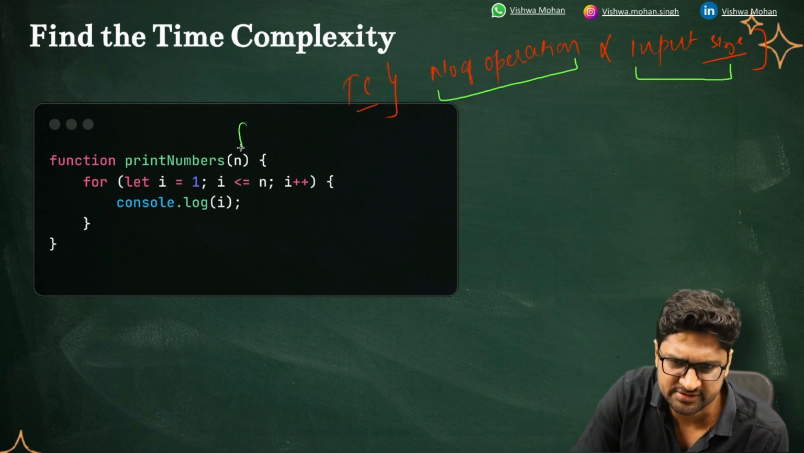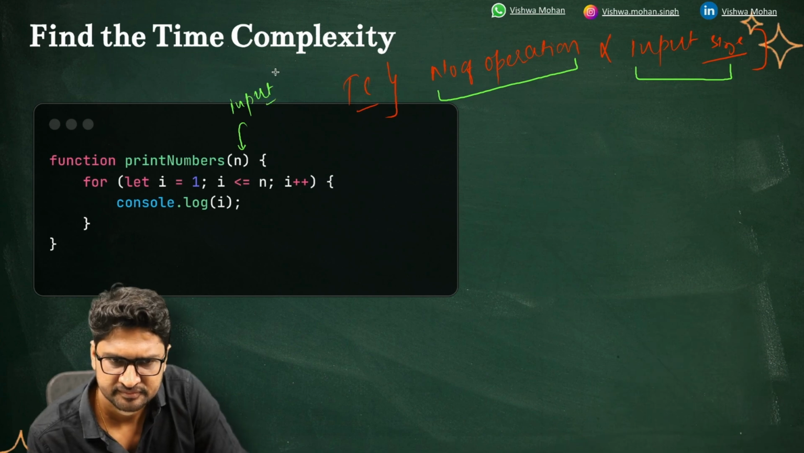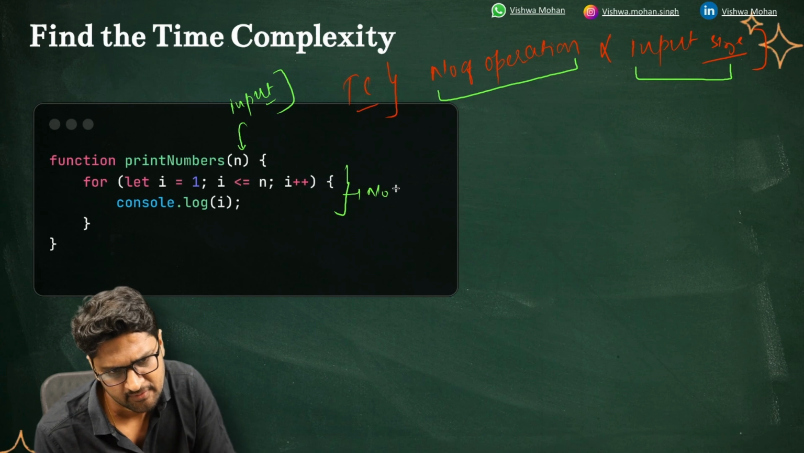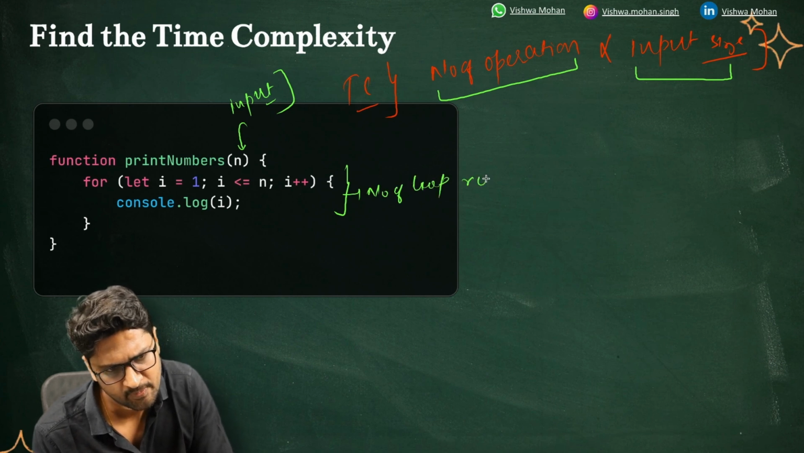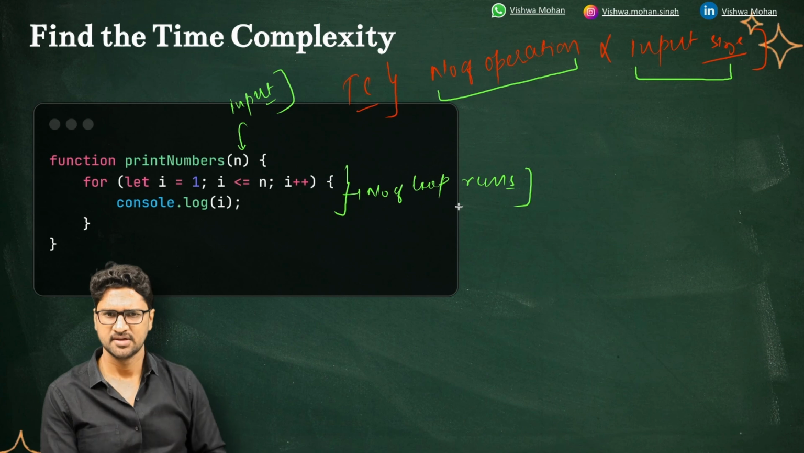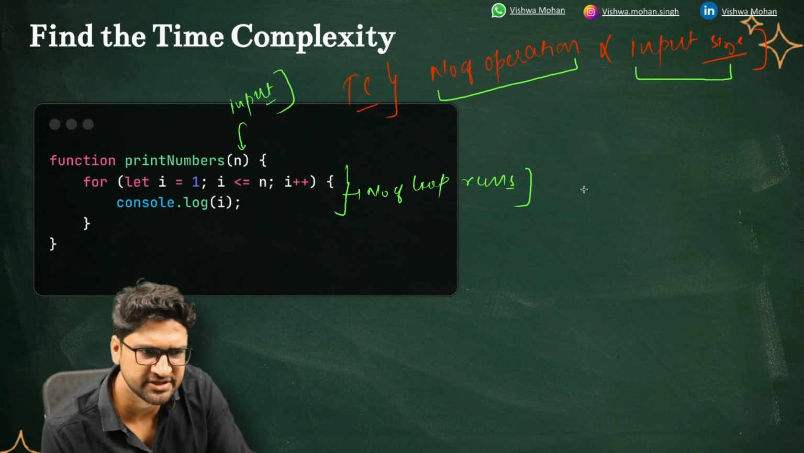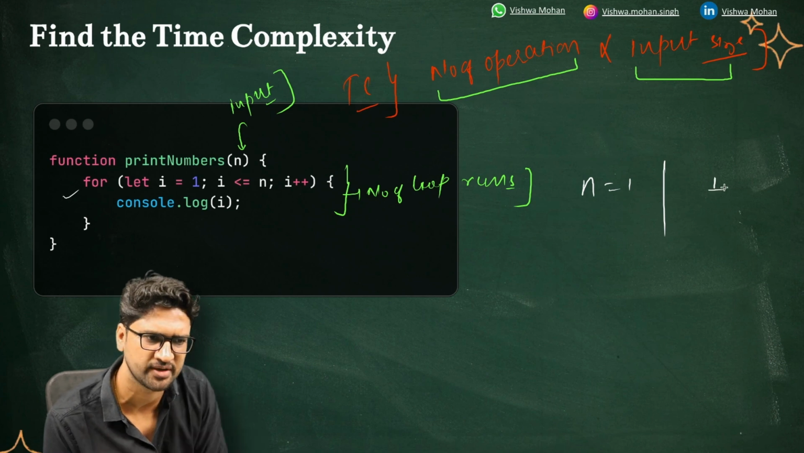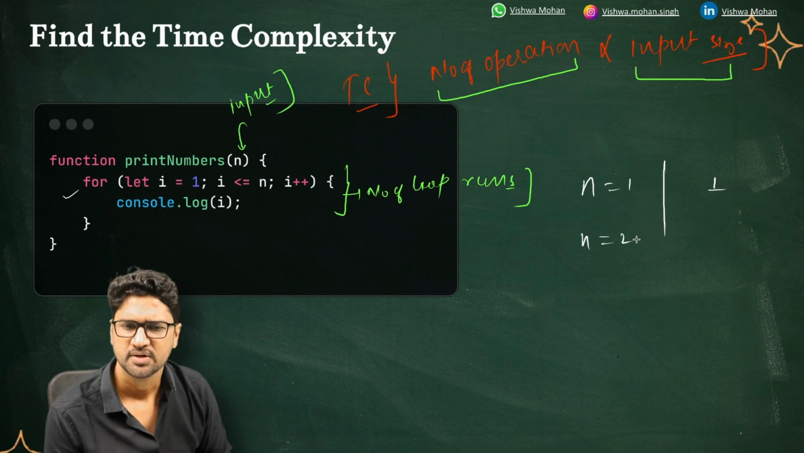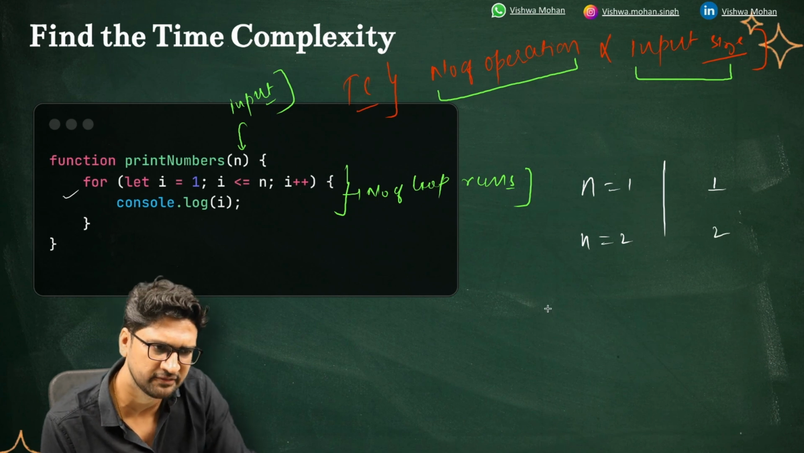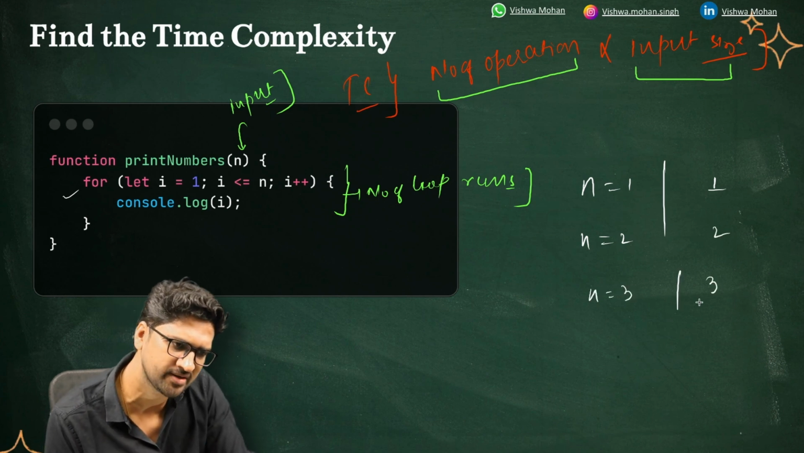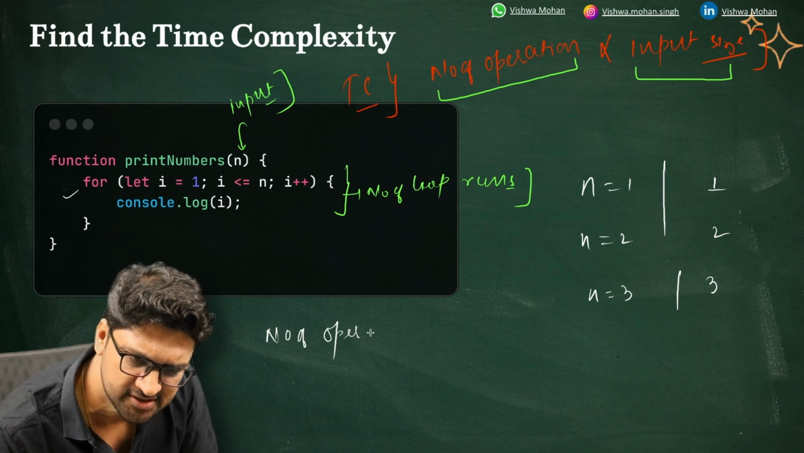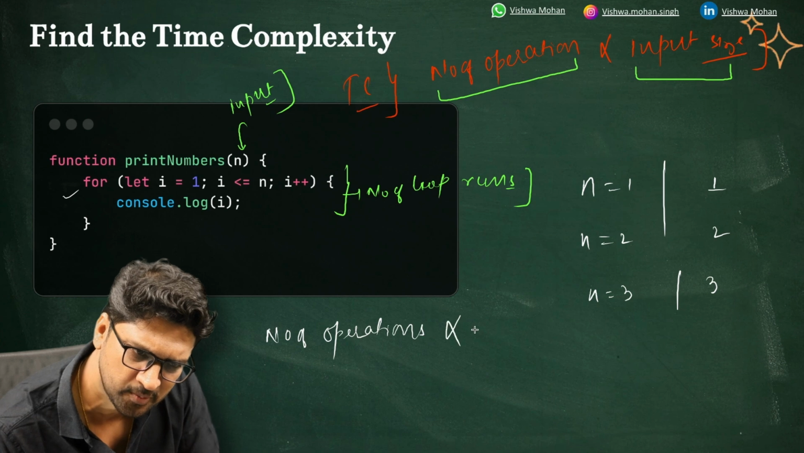In this question, what is the input size? This is the input size. And the number of operations is equal to the number of times the loop runs, right? So what I see here, if n is equal to 1, how many times will this loop run? This will loop one time. If n is equal to 2, how many times will the loop run? It will run 2. If n is equal to 3, how many times will the loop run? It will be 3.